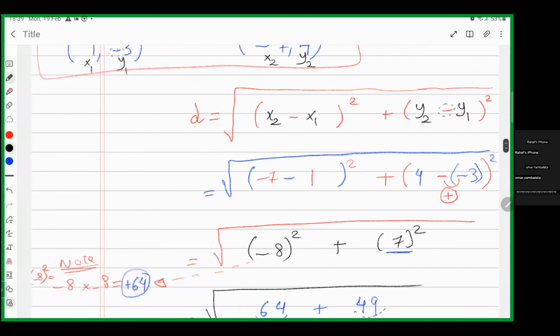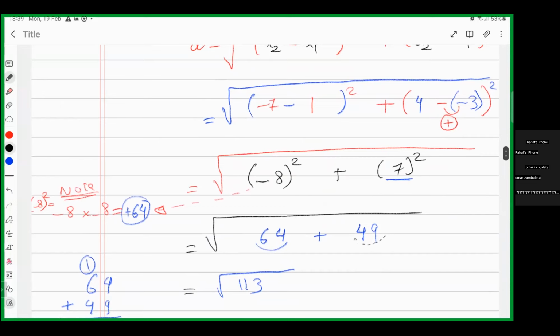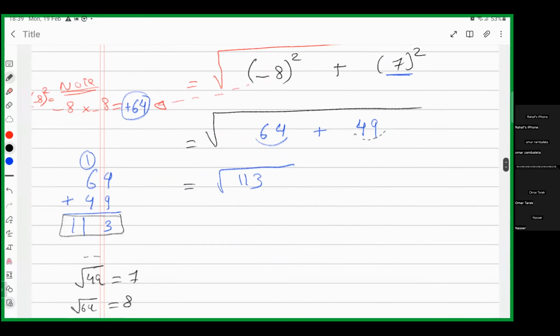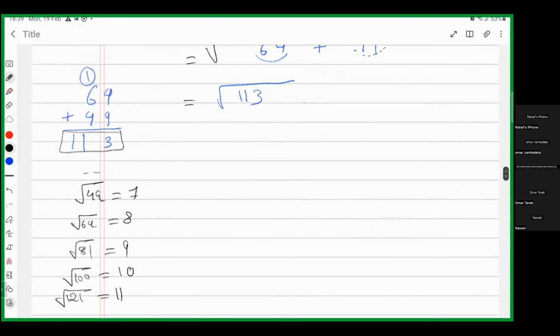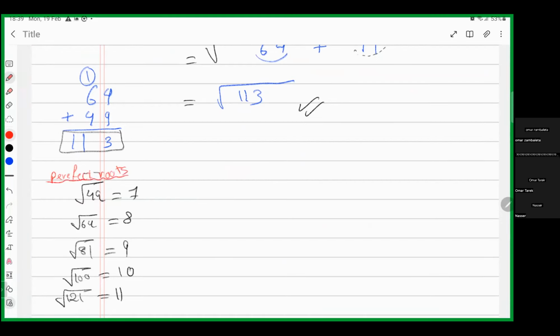I have people raising their hands. Mr., at the end when I get the root of 113, do I leave it like this, or if it is not 113, if it's not a perfect square root, leave it. If you can get it, get it. Okay, but it will not be a decimal. Like this, Muhammad. Can you see these? These are called perfect square roots. Perfect roots. Following, Muhammad? Yes.